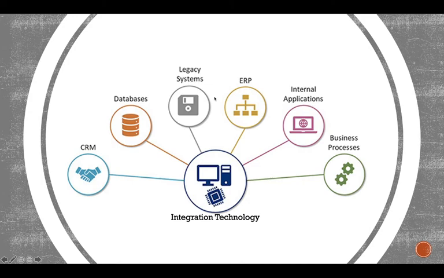If you go to any organization, that organization may have different systems, for example, database, CRM, legacy system, ERP system, internal application system, business process system. Now these are all heterogeneous systems. They are not able to communicate with each other directly since they can't understand each other's technology.